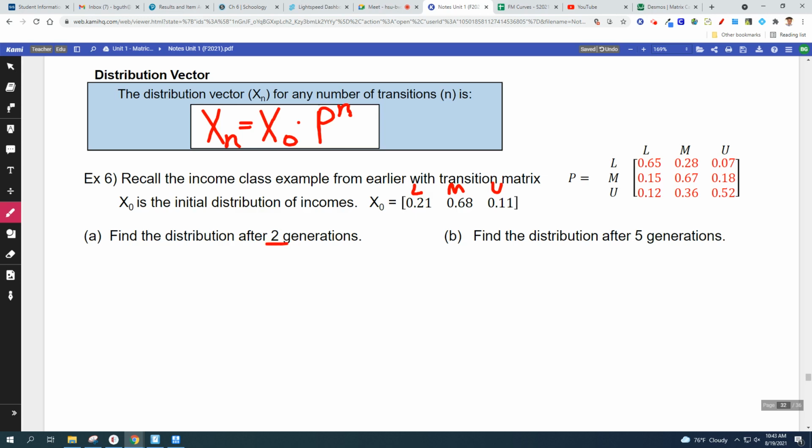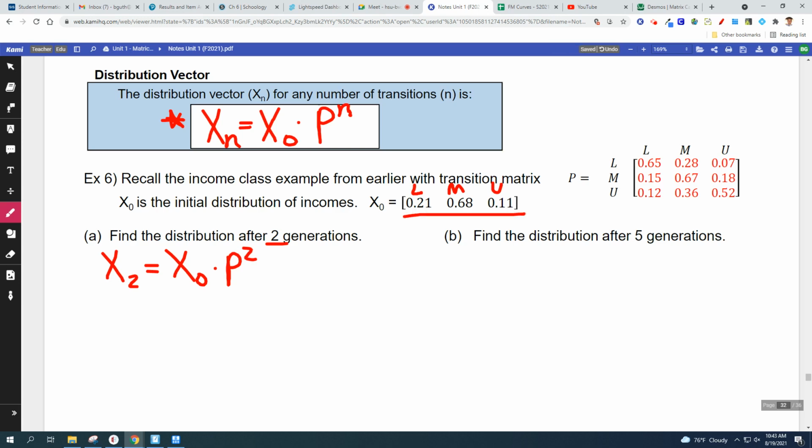Students really struggle with this, but you just have to use this formula. So after 2 generations, we want to find x2. And this isn't very hard, especially with a calculator. In order to follow that equation, it says we have to take x0 times P to the nth power, and n is 2 in this example. So we want to find x0 times P squared. Now remember, x0 is this.